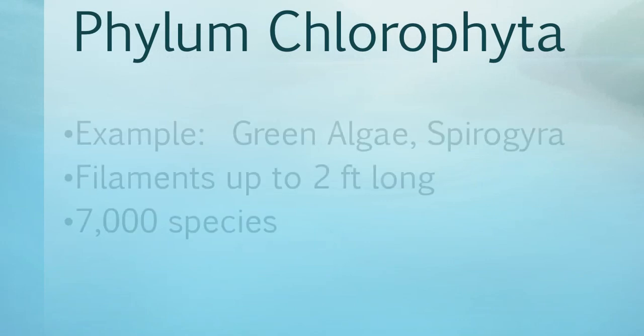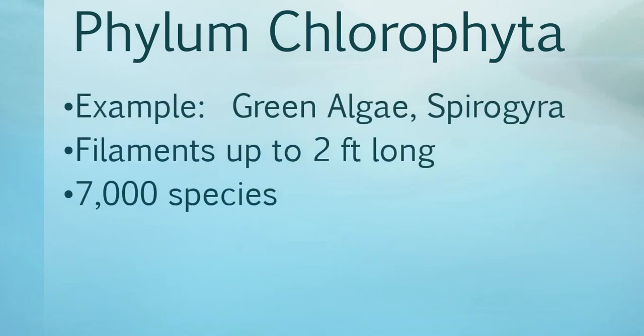So here we go. An example would be green algae. Kind of famous one called Spirogyra. Very nice looking under the scope. The filaments can be very long. So while they're microscopic, in general, they can be such long filaments that you can actually end up seeing them. They look like thin threads or something like this. Over 7,000 different species of the Chlorophyta.